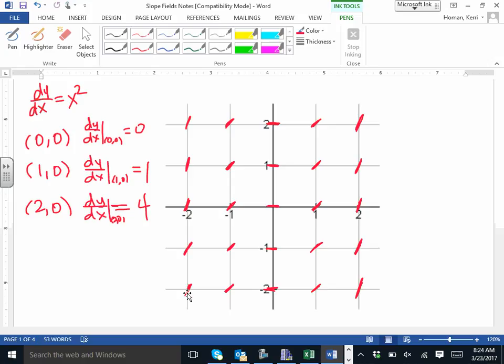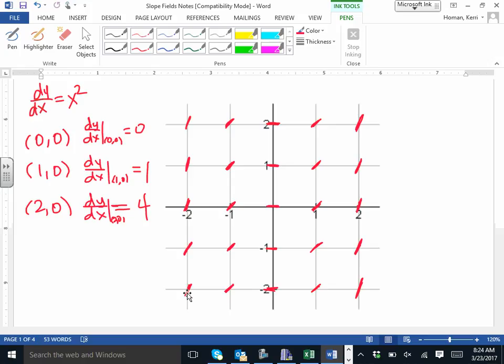Now, let me ask you this. If I asked you for the antiderivative, or I asked you to solve the differential equation dy/dx equals x squared, what would your answer be? 1/3 x to the third plus c. This kind of looks like a wind map in my mind, okay?